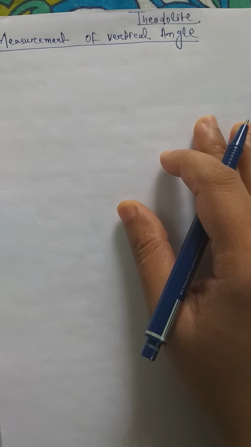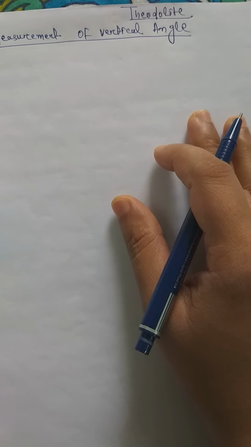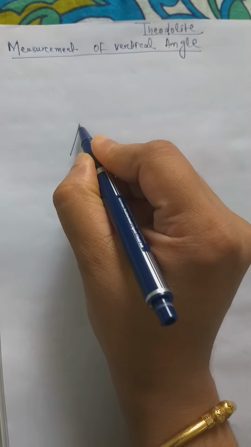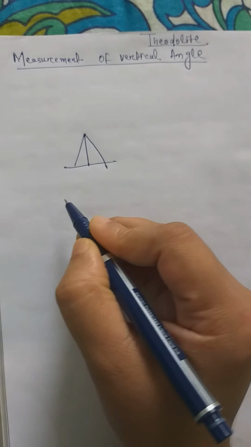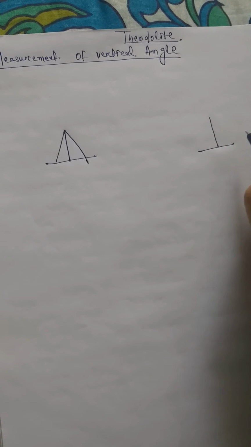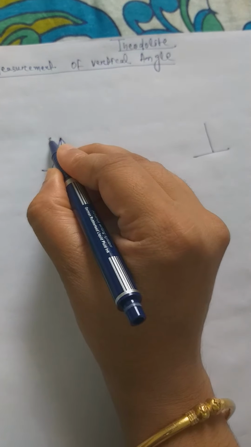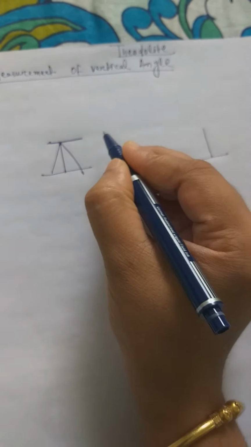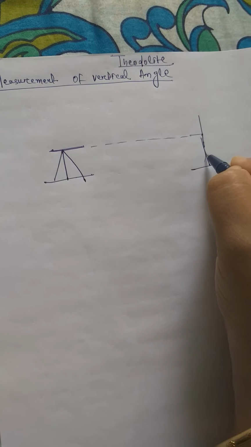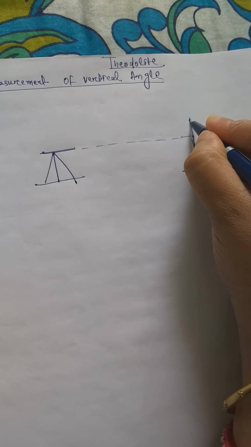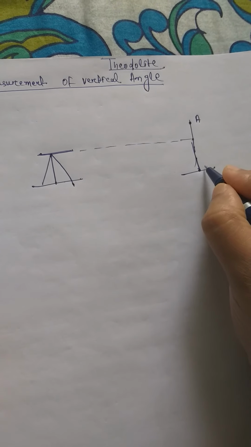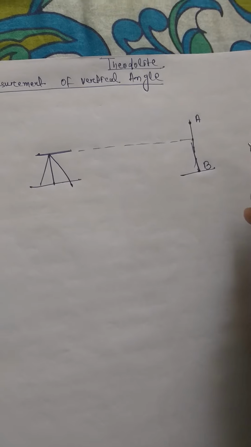In this class, we will learn how to measure a vertical angle by using a theodolite. Here, we have a theodolite station, and here we have a staff station, and this is our line of collimation. In the staff, let us take a point A, and below the ground we take a point B.